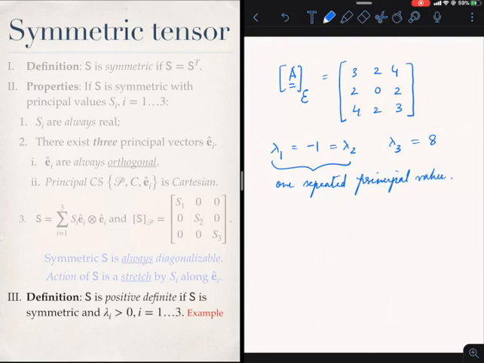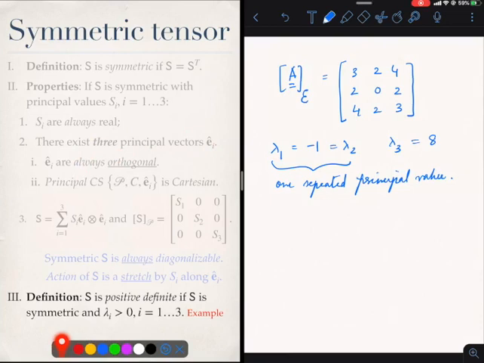Okay, so now we should be worried. If we have a repeated principal value, are we assured that we will still be able to find three different principal vectors? Yes, because A is symmetric. Because A is symmetric, we are guaranteed that there will be three principal vectors which will be orthogonal. Let's go about finding them.